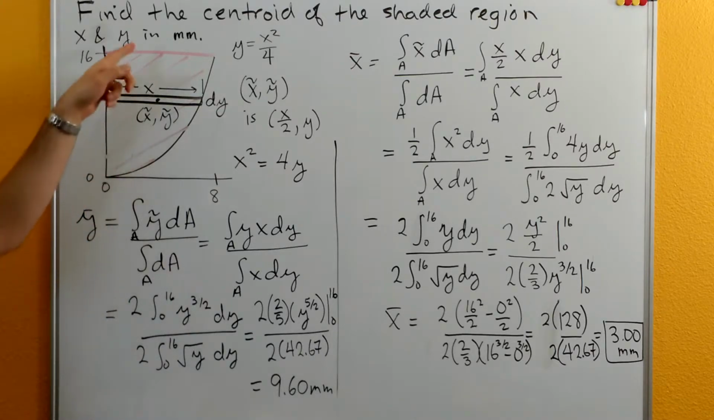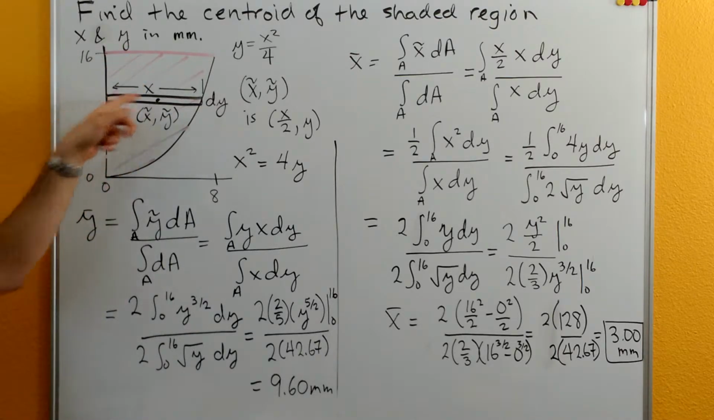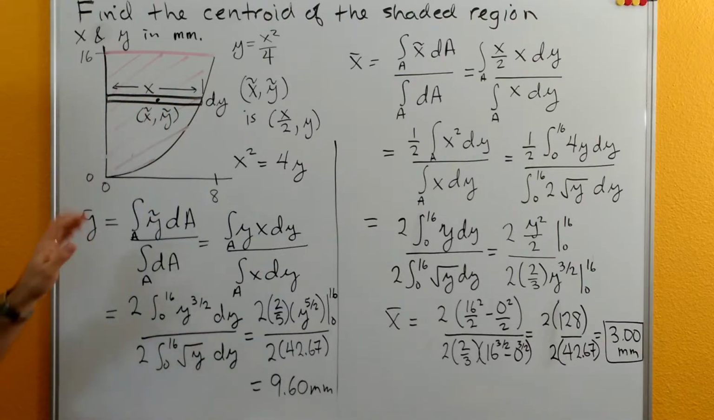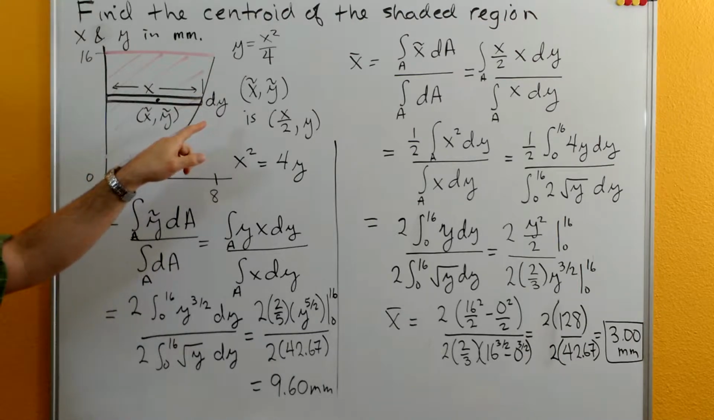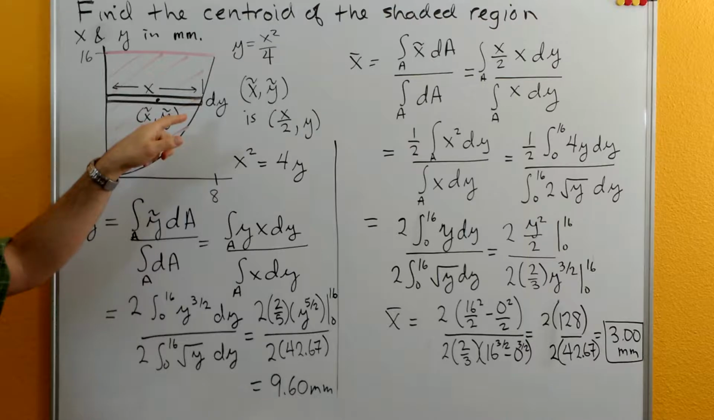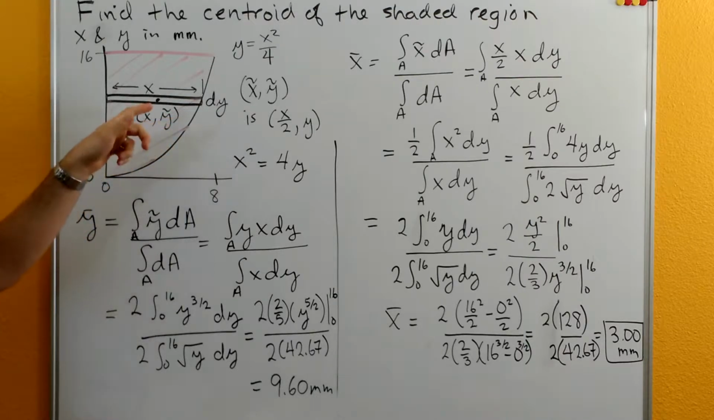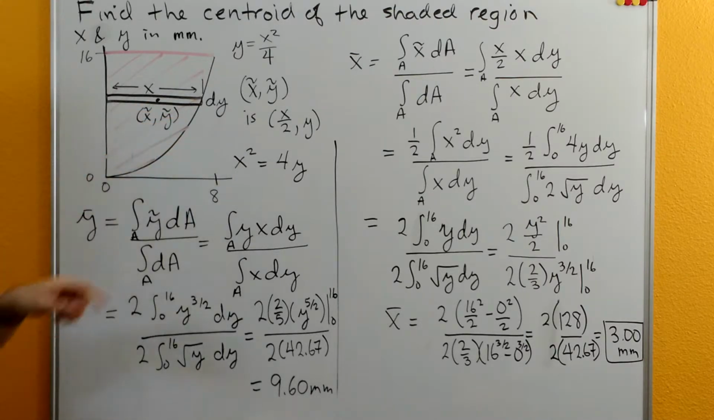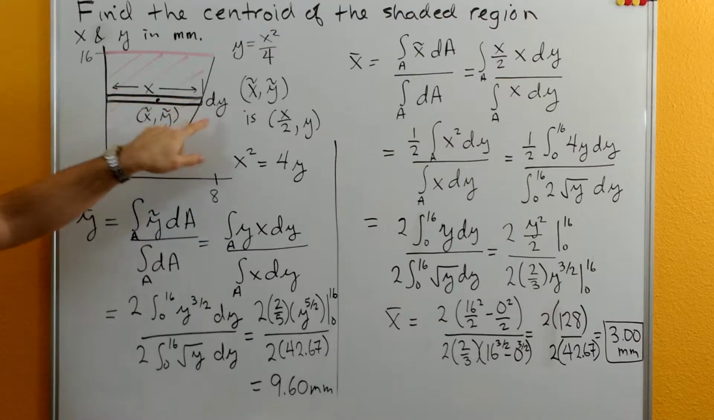You could use a vertical differential element, or you could use a horizontal. This one I've shown a horizontal differential element. We need to figure out a couple things with this one. One is to calculate the differential area. So this one is a rectangle, so the differential area is just going to be the base times the height. So our dA is going to be x times dy.